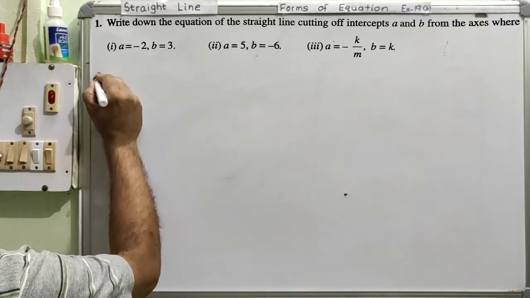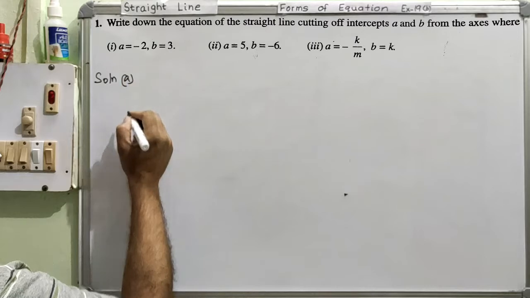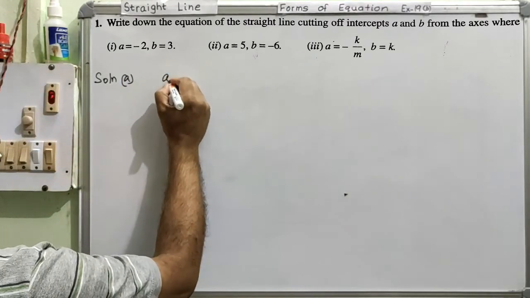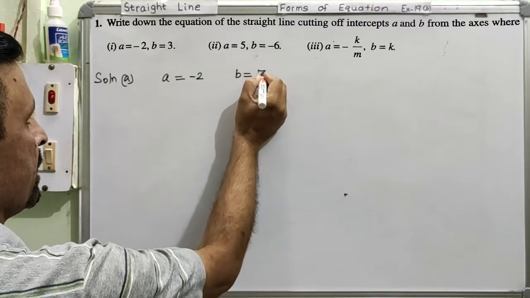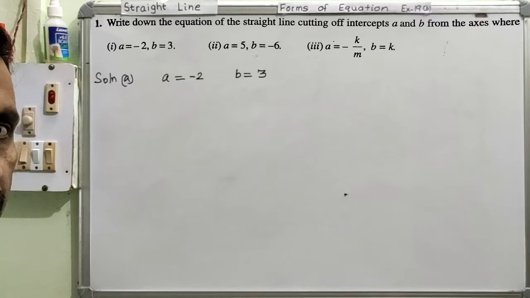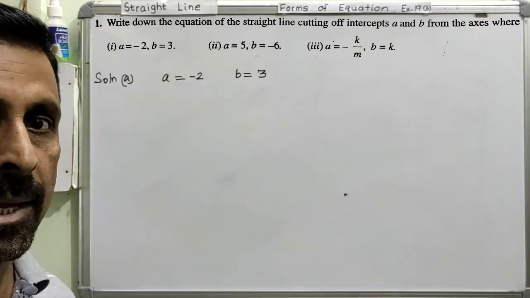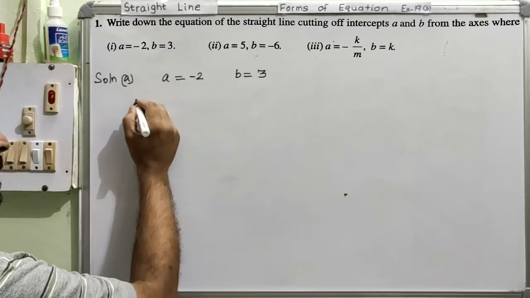So first of all, we will take the intercepts, where A is equal to -2 and B is equal to 3. The values of A and B are the intercepts. So this is the x-intercept and this is the y-intercept. Clear? Now using these two intercepts, we can write down the equation using formula number 2.